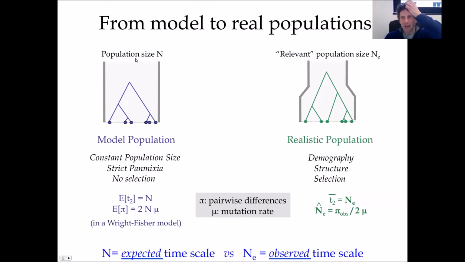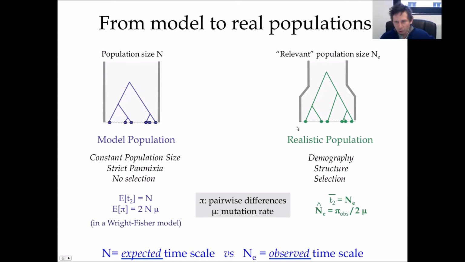Okay? That's a model. And on the right side, you have a real population. Anything you're going to put in your model, say constant population size, strict Mendelian inheritance, no selection, whatever, equal number of males and females, etc., it's likely going to be wrong in the real population. But instead of changing the model, what we've been doing for many decades is to say, yes, but it doesn't matter. What is the effective population size? What would be the population size so that the standard neutral model is somehow not completely wrong?